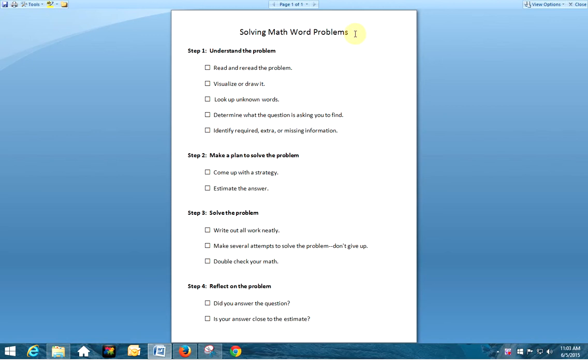Today I'm going to talk you through the Solving Math Word Problems checklist. Step 1 says to understand the problem. Read and reread the problem. While you are rereading the problem, you should look for clues that might help you solve the problem. I usually highlight or underline any numbers or words that give me hints about how to solve the problem. For instance, this could be words like more, decreased, or less.